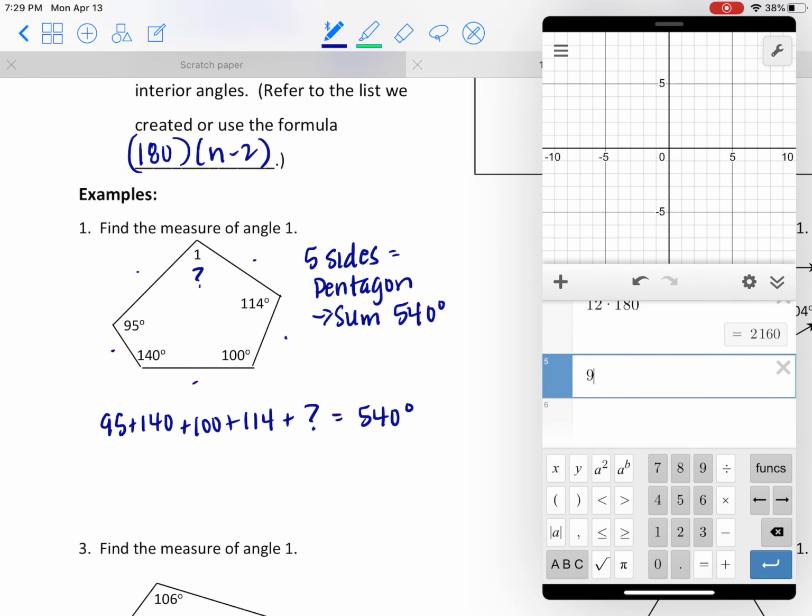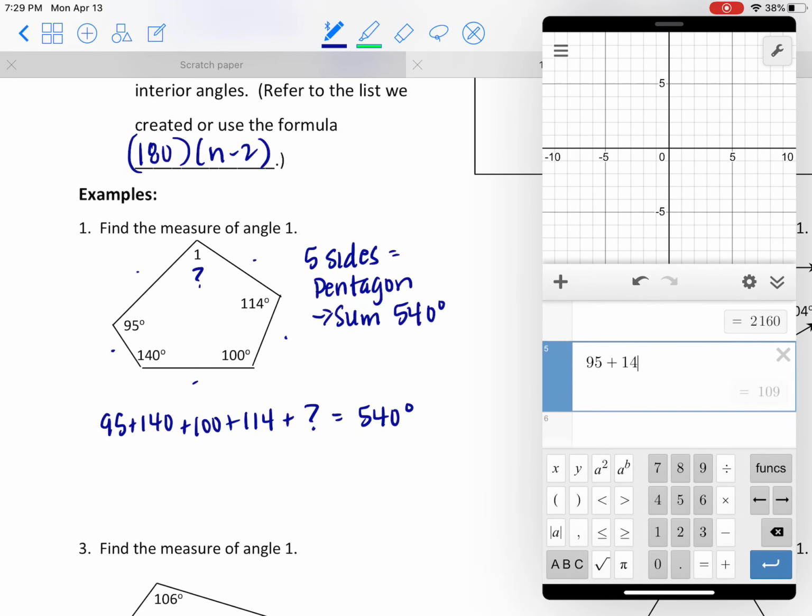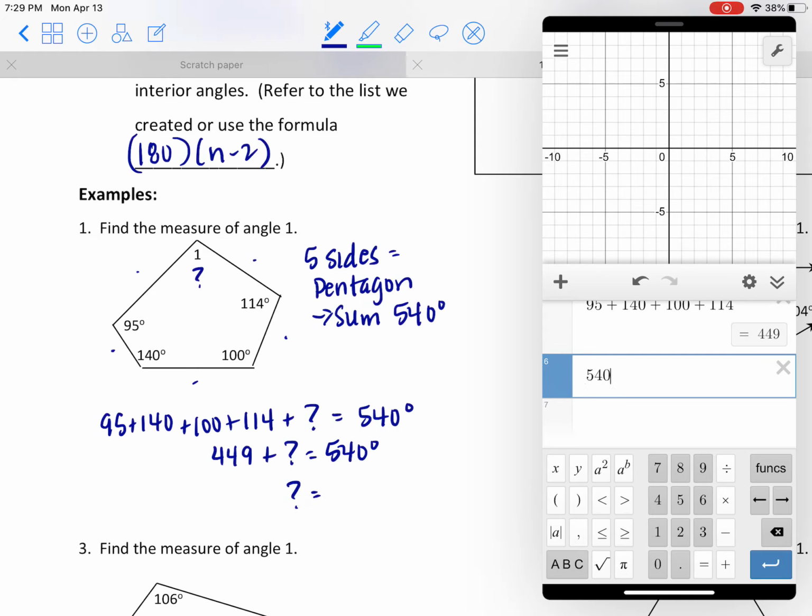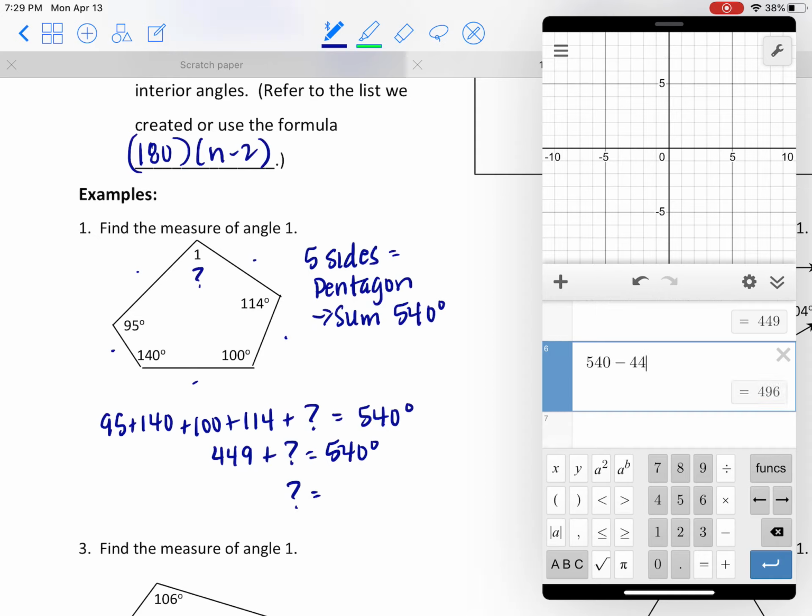So we're going to add all this up. 95 plus 140 plus 100 plus 114 is 449. So 449 degrees are in there total. If I subtract that from 540, I'll get that missing angle. So 540 minus the 449 is 91. So angle 1 is 91 degrees.